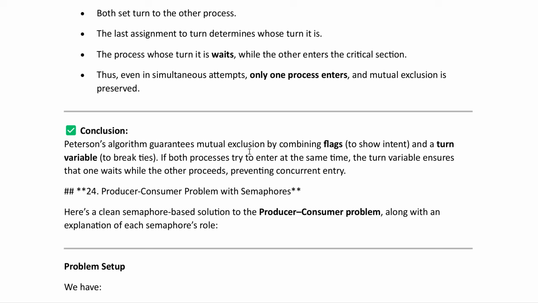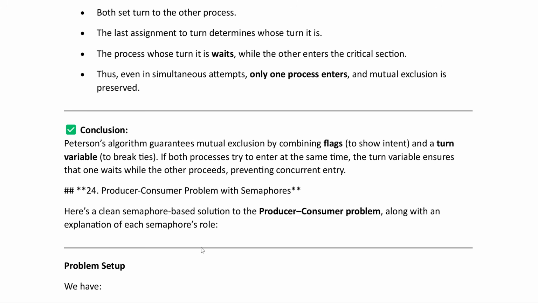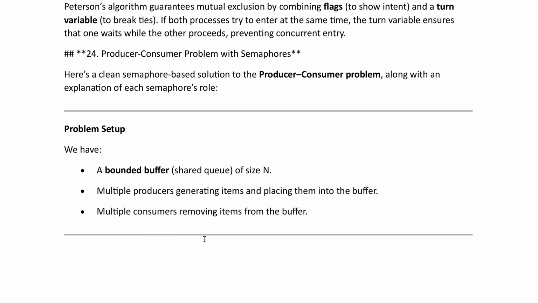Right? So the conclusion is that the Peterson algorithm guarantees mutual exclusion by combining flags and a turn variable to break the ties. If both processes try to enter at the same time, the turn variable ensures that one waits while the other proceeds to enter and execute in its critical section, preventing concurrent entry.